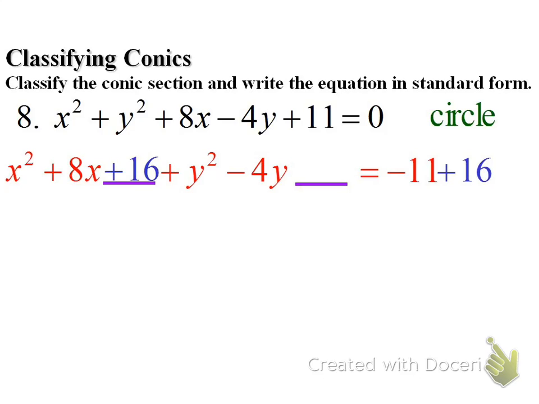The whole reason we do that is so that we can factor it. What is negative 4 divided by 2? And what's negative 2 squared? Positive 4. So we're also going to add 4 to both sides.